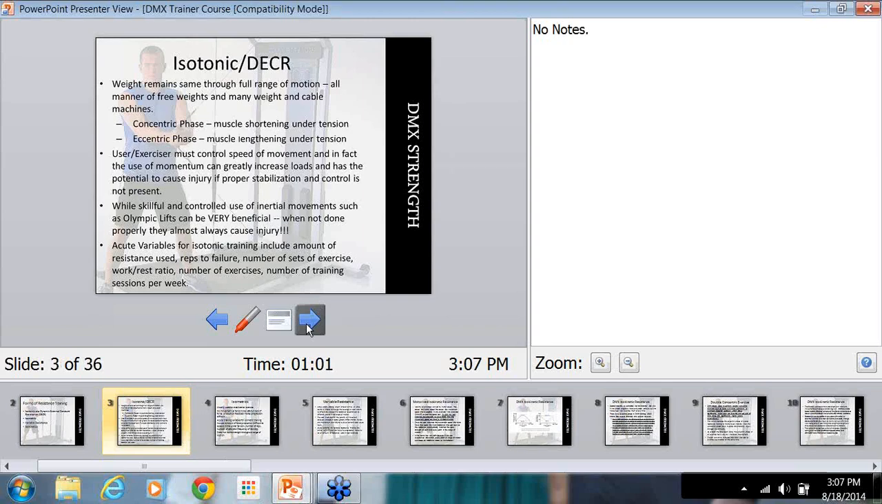So isotonic or dynamic external constant resistance. What does this mean? It means the weight remains the same throughout the full range of motion. The weight itself is not going to change. So with free weights, for example, the weight doesn't change while you're carrying it. Cable machines, same deal in general. The resistance doesn't change. There are cable machines that do.